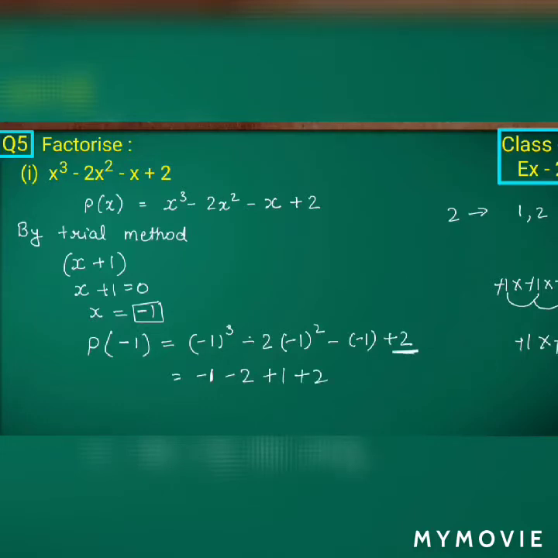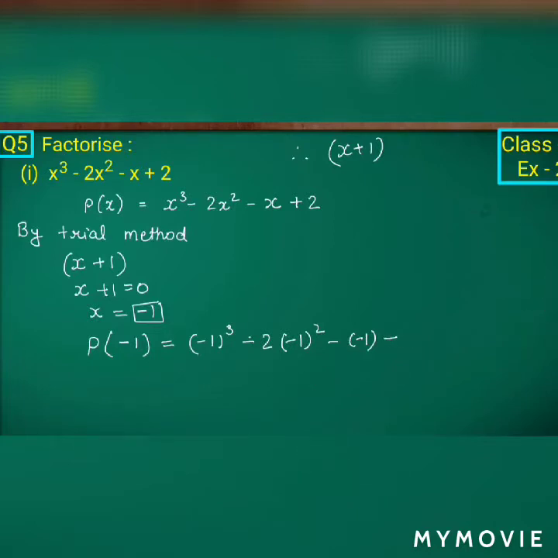Our only intention is to get 0, isn't it? By the remainder theorem, that is by trial method, we have to get 0. That will be the g of x. So here minus 1 minus 2 becomes minus 3, plus 1 plus 2 becomes plus 3. Minus 3 plus 3 gets cancelled, which is giving 0. So now I can say that x plus 1 is the g of x. We got one factor, x plus 1. By using x plus 1, we have to find the factors of the given polynomial. Got it? So x plus 1 is also a part of the factor.